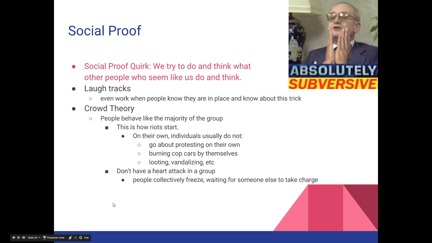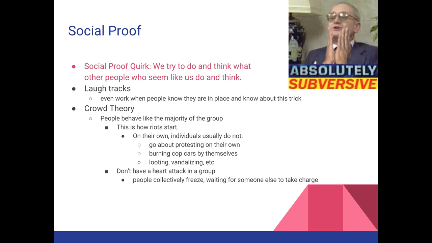Now for one of the more interesting ones. The social proof quirk is the phenomenon that we try to do and think what other people who seem like us do and think. This is why laugh tracks work. Even when it's a live studio audience and they know there's a laugh track, it still works. And it still works when you're watching at home and you know that there's a laugh track. It's a really interesting phenomenon if you pain yourself and stress yourself to make yourself aware of these things.